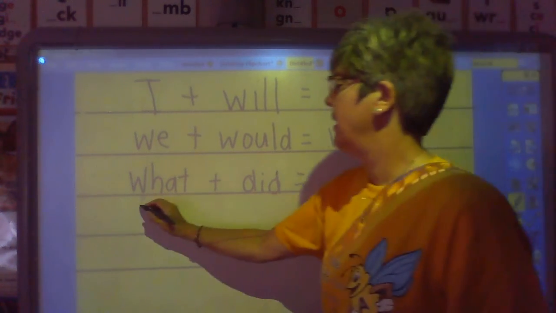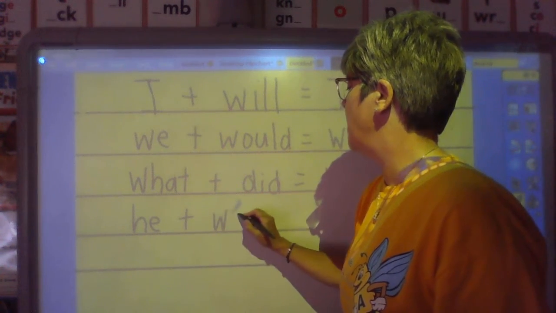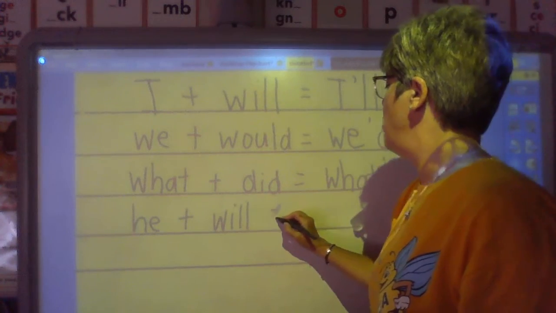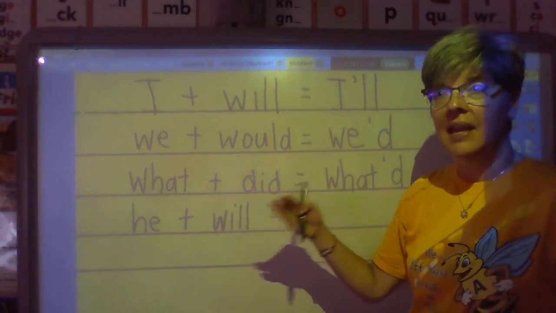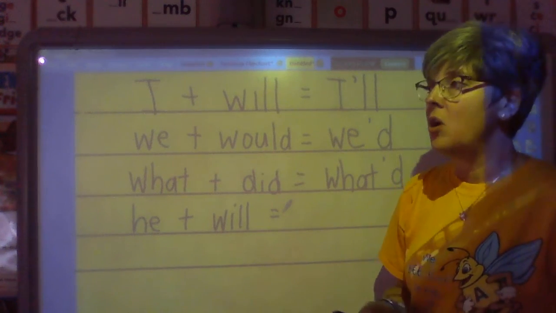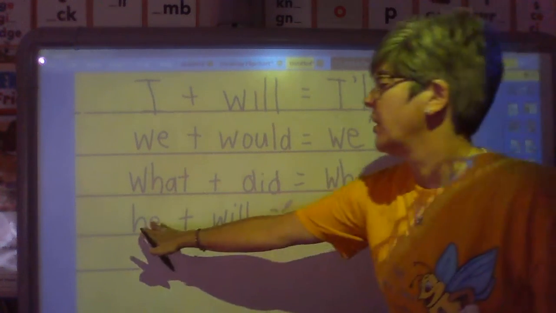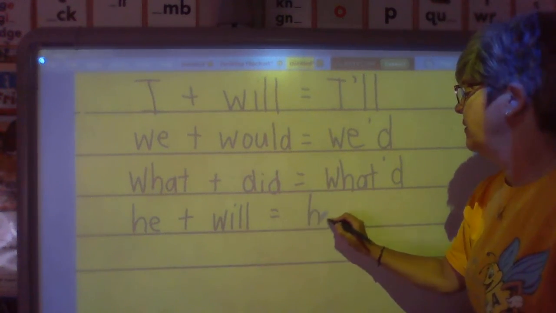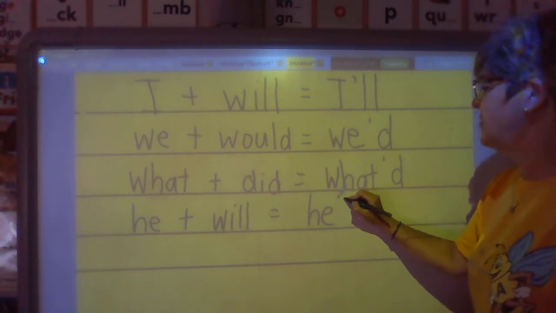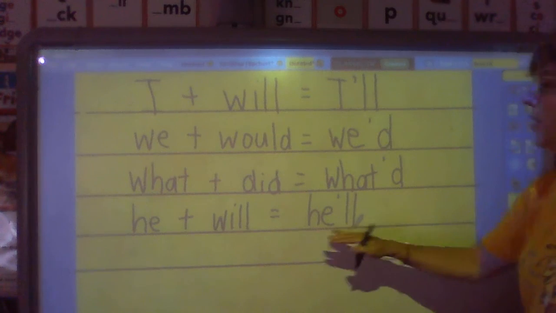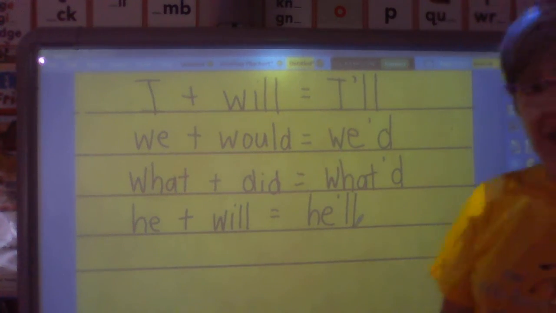Let's take a look at he plus will. We can say a contraction for he and will. So instead of saying he will be here tomorrow, we could say he'll be here tomorrow. So how do we write that? We're going to keep the H and the E. We're dropping the W-I, so that's where our apostrophe goes. And then we're going to add the LL, he'll. He plus will equals he'll.